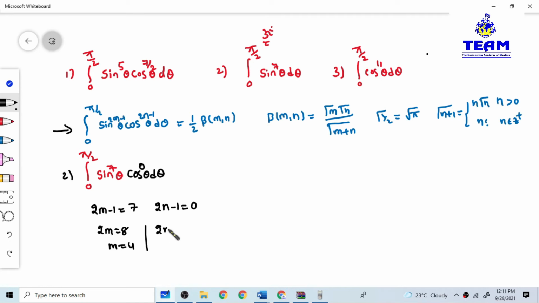Now from this, 2n is equal to what can you say? 1, and n is equal to 1 by 2. Now you substitute in the formula, then you will have 1 by 2 times beta of m comma n. What is m here? You have 4, and n is 1 by 2.